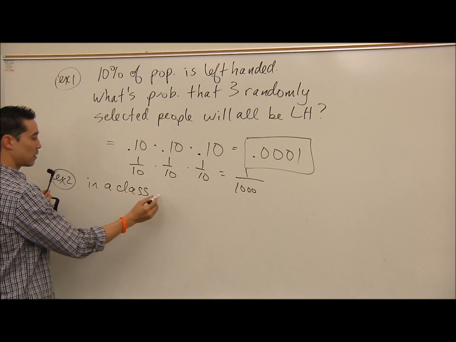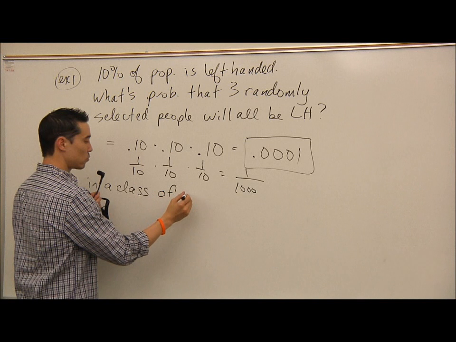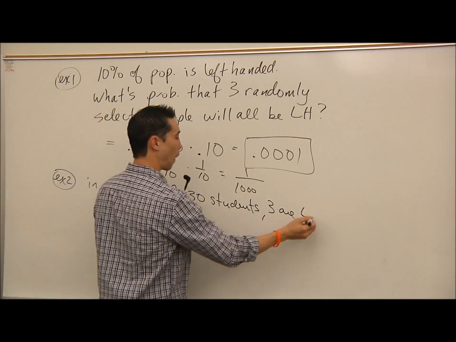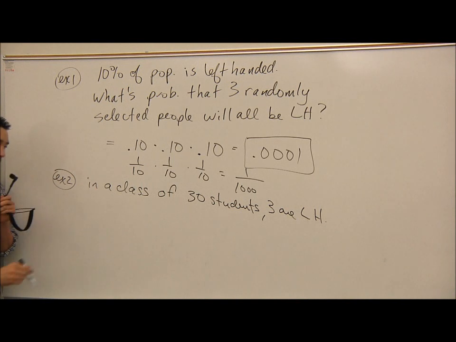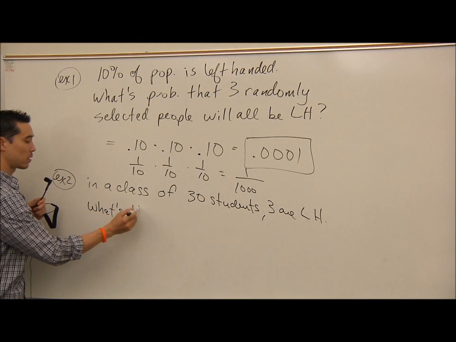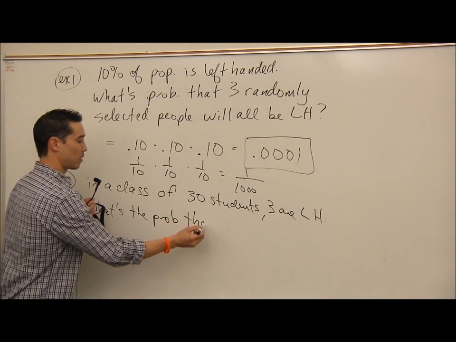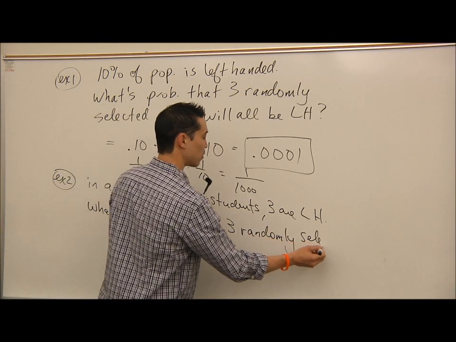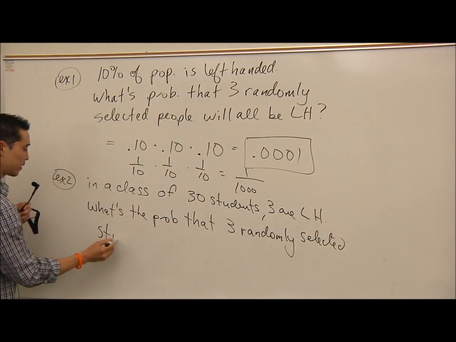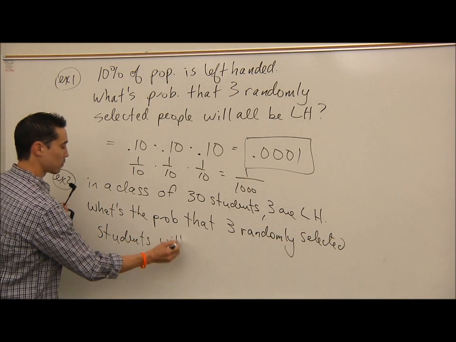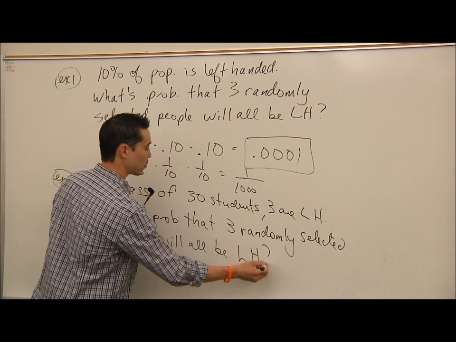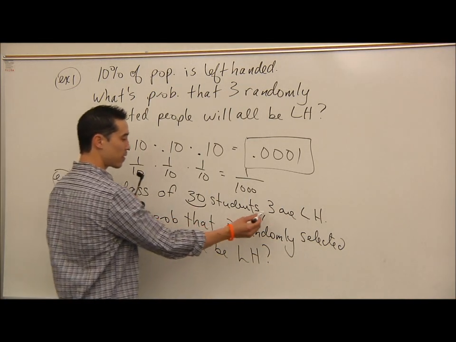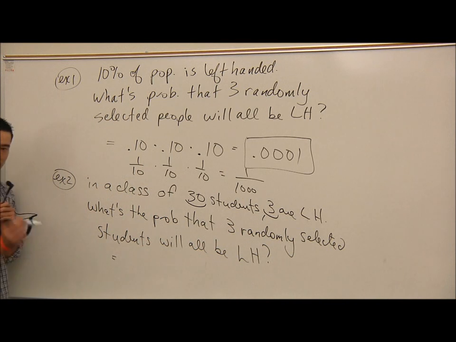in a class of, let's say, 30 students. 3 are left-handed. Okay? In a class of 30 students, 3 are left-handed. What's the probability that 3 randomly selected students will all be left-handed? Okay, now how does this problem change compared to the last problem? This problem we have exactly 30 students and we know that 3 are left-handed. What's the probability the first student we pick is left-handed?